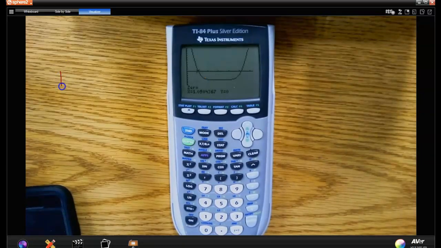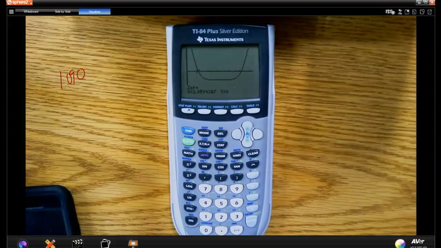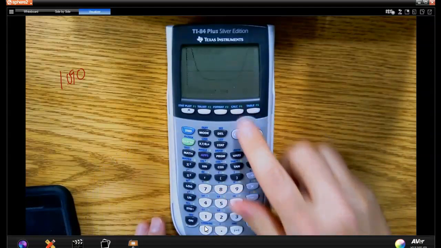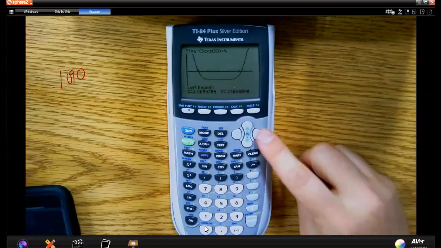I'm going to write that down now. We don't really need the last 0, but I guess I'll leave it. All right, and you just repeat to find the other one. So here we go. Second, calc 2. Scroll until my cursor's to the left.